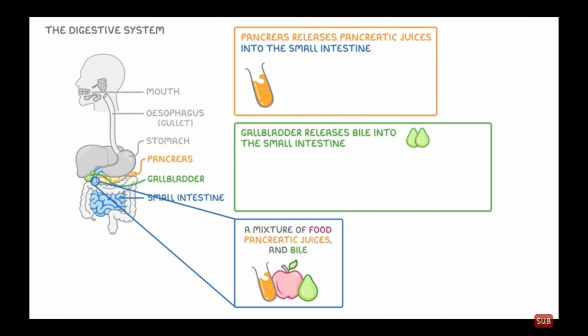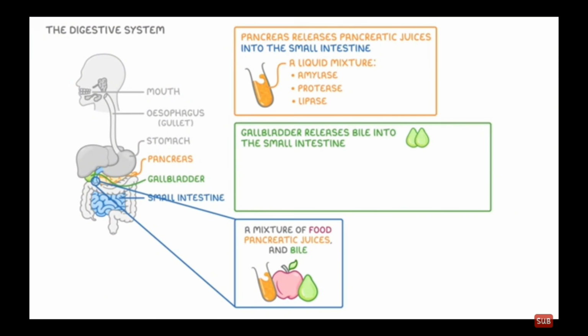So there's now a mixture of food, pancreatic juices, and bile in the small intestine together. Pancreatic juice is basically a liquid mixture that contains loads of digestive enzymes, including carbohydrases like amylase that break down carbohydrates, as well as protease and lipase enzymes. So once it's in the small intestine, they can help digest the food.